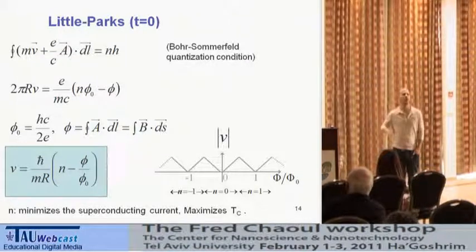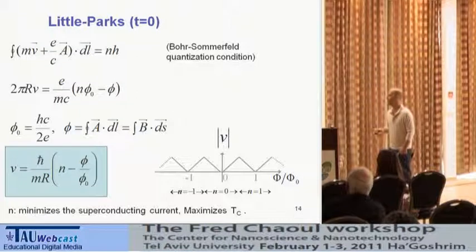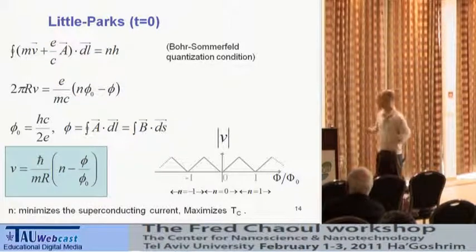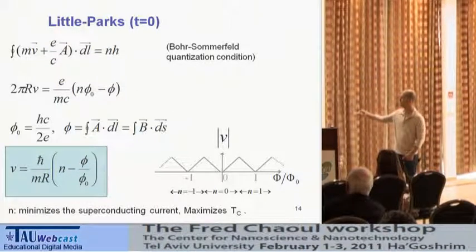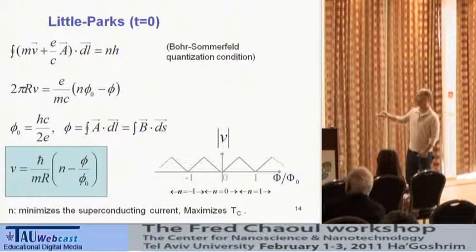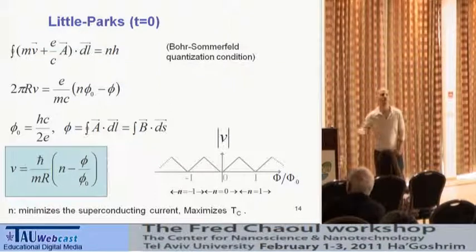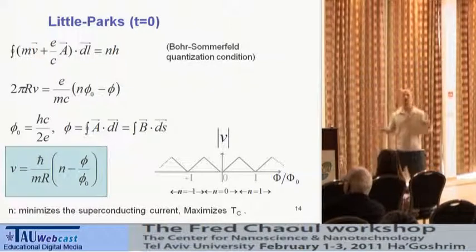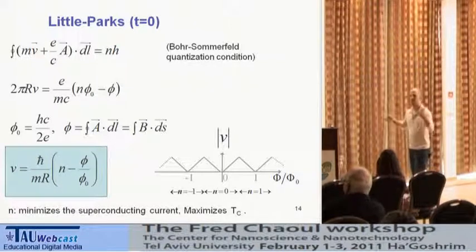This is similar to the Aharonov-Bohm derivation, if you want. And when you play with it a bit, eventually you can get this term for the velocity. ħ is the reduced Planck constant, m is the mass, R is the radius, Φ is the flux, and Φ0 is the flux quantum, and n is the quantum number. The system will choose the quantum number that will minimize the velocity and minimize the kinetic energy. And this is the basic physics behind all of this phenomenon.